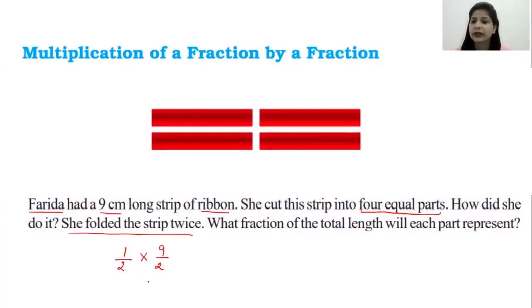Now do you know how to multiply these fractions? No, you don't. But we know that each part of the strip in the end will represent 9 upon 4, or we can say 1 upon 4 of 9, because we are making 4 equal parts of this 9 centimeter strip. If you observe, 1 is multiplied with 9, and 2 is multiplied with 2. To see this, we need to know how to multiply two fractions.